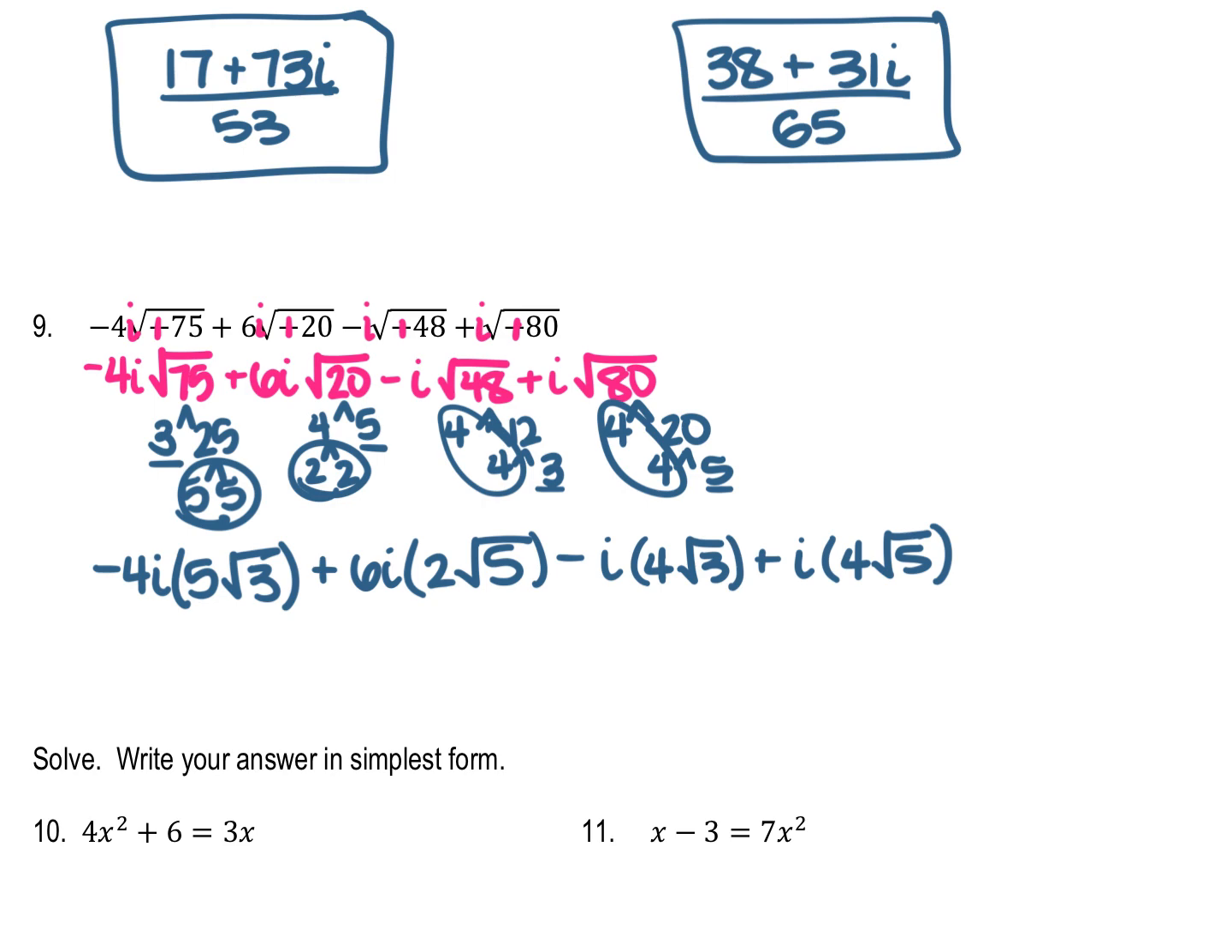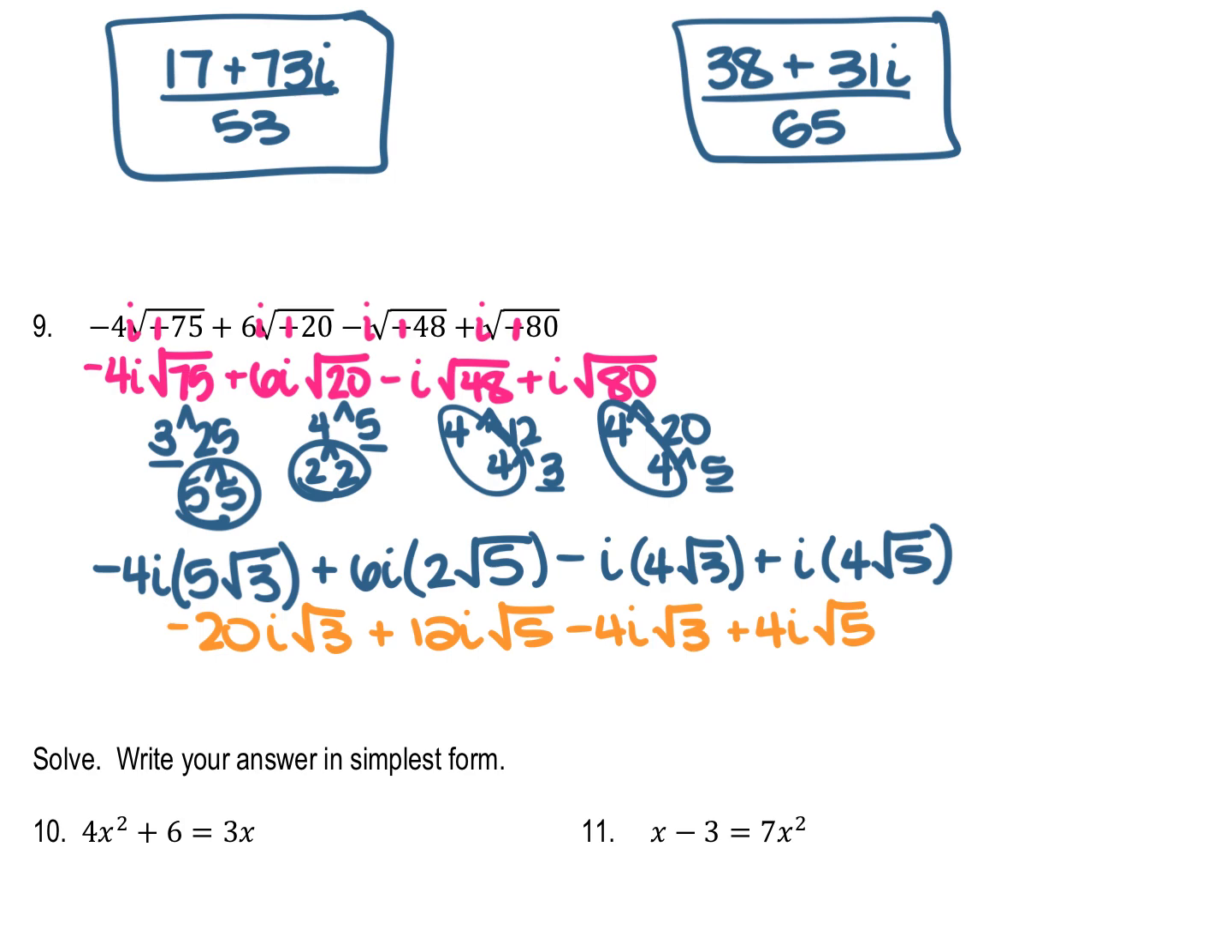Your next job from here is to multiply what you have. So that negative 4i times 5 square root 3 is going to give you negative 20i square root 3. Your 6i times 2 square root 5 is going to leave you with 12i square root 5. Then that negative i times 4 square root 3 is going to give you negative 4i square root 3. And lastly, that i times 4 square root 5 is 4i square root 5.